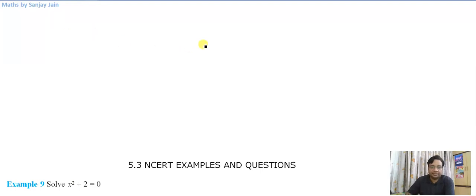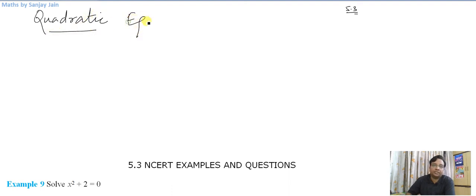Let us start exercise 5.3 of NCERT. Before that, let us discuss the introduction part. So, in this exercise, we will be solving quadratic equations.